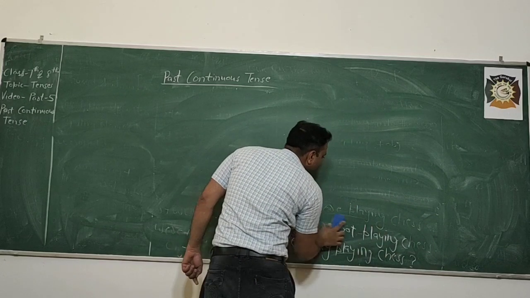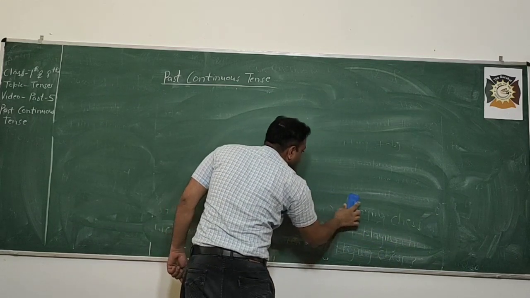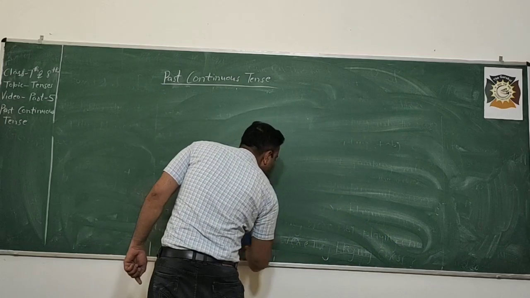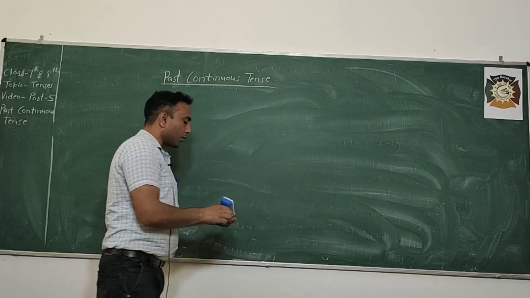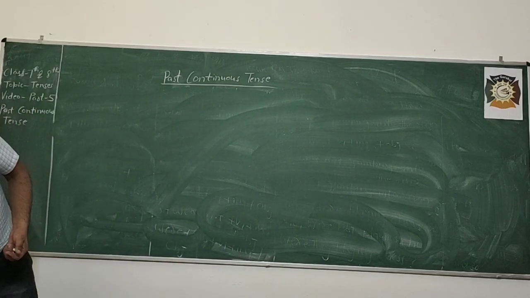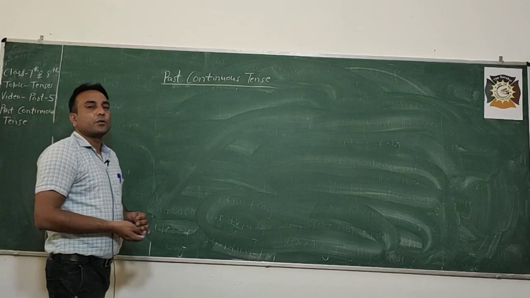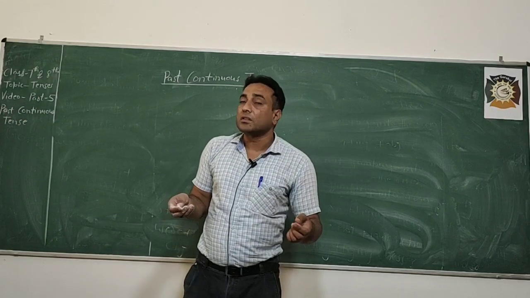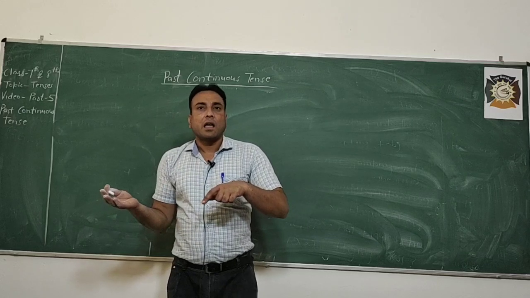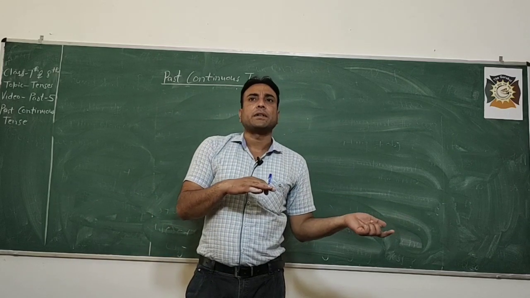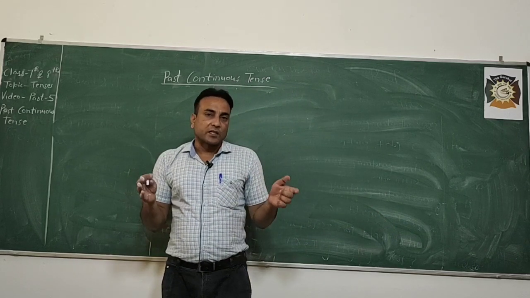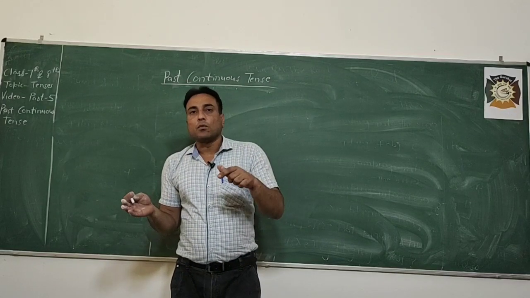The first use of past continuous tense is to express an action that was in progress at some time in the past. To express an action that was in progress.